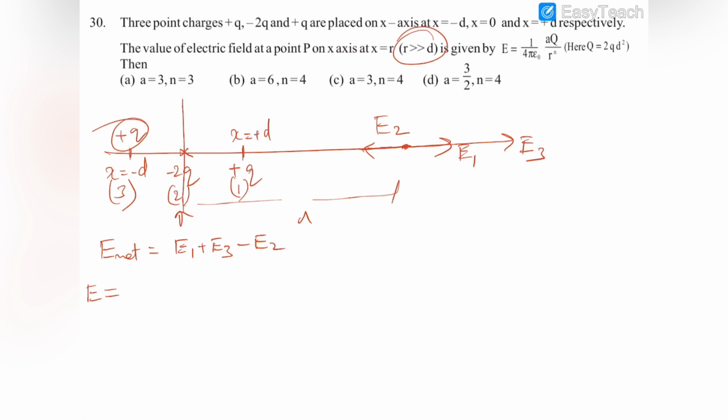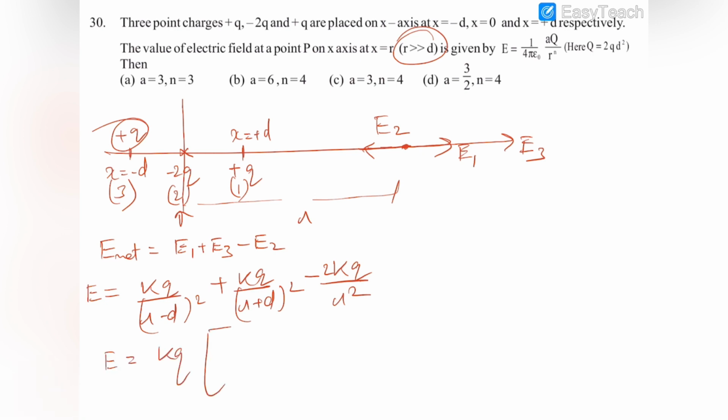We can write that the net field E would be E1, which is KQ by (R minus D) whole square, plus E3, which is KQ by (R plus D) whole square, and minus E2, which is KQ, in fact 2Q, by R square. So now you can take KQ common, and you can see that it is 1 upon (R square minus D square) whole square, plus 1 upon (R square plus D square) whole square, minus 2 by R square.